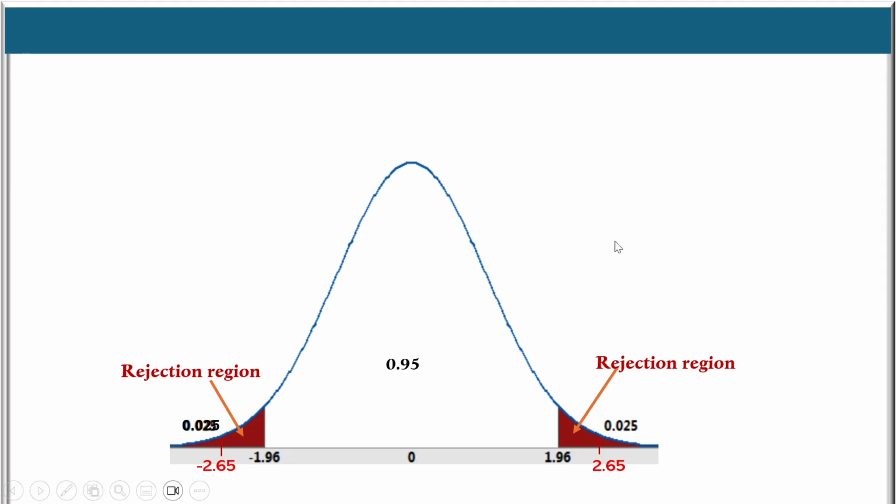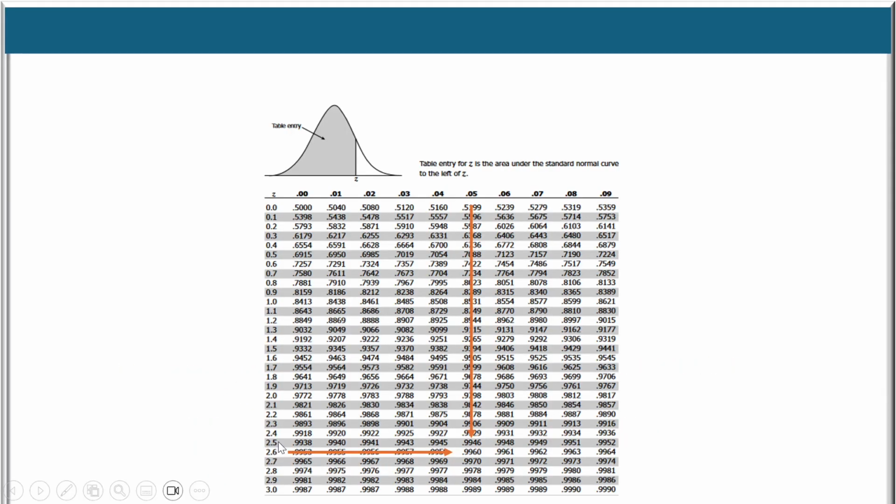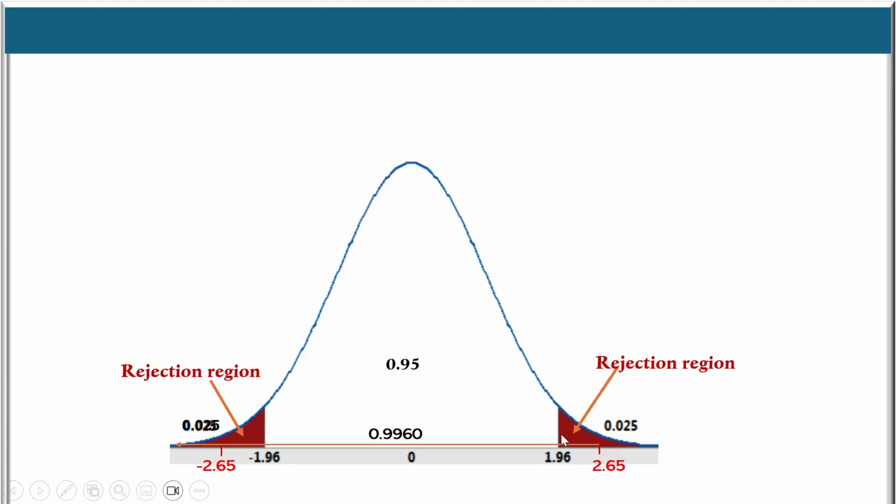We can use this 2.65 on the same z distribution table to find the p-value. How do we do that? We first need to find the area to the left of this 2.65 on the z distribution table. So here you have 2.65: you have 2.6, and we look for the 0.05 on top here. So 2.6 here, 0.05 here. Then we trace both within the table, and we get the area under the curve to the left of 2.65, which is 0.996.